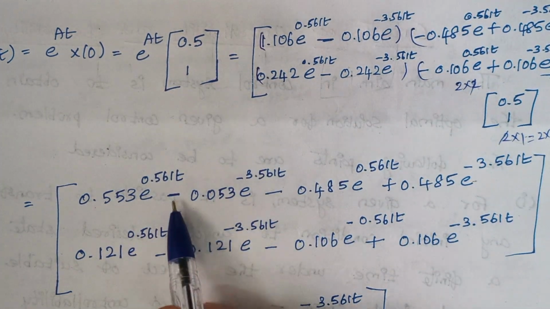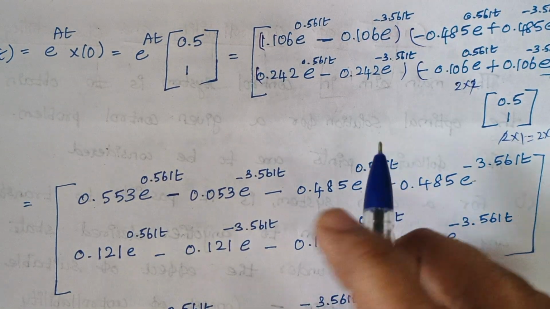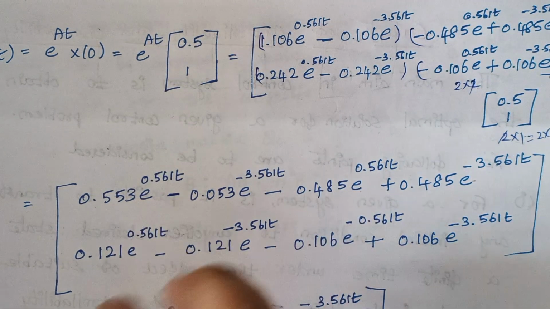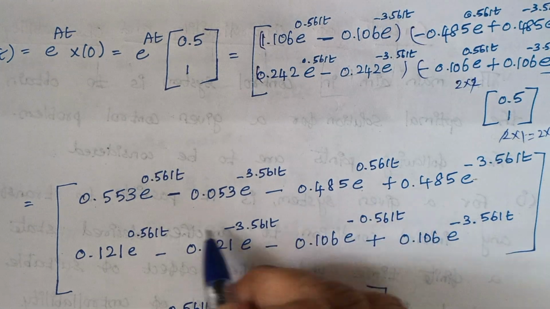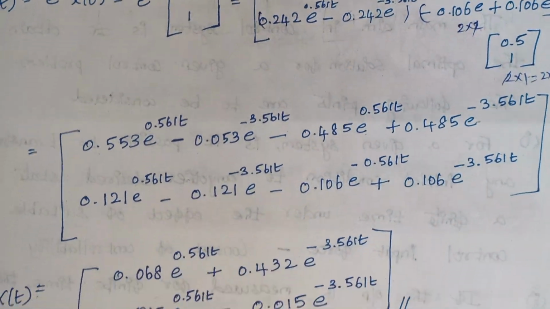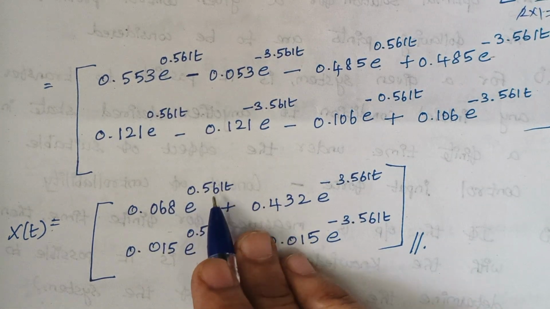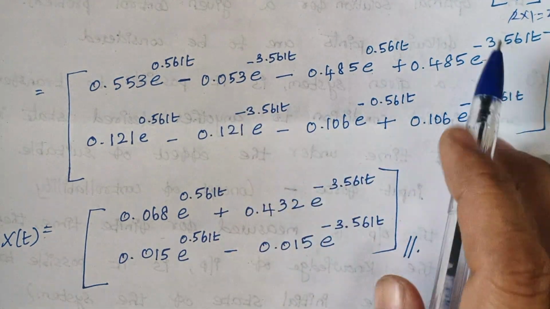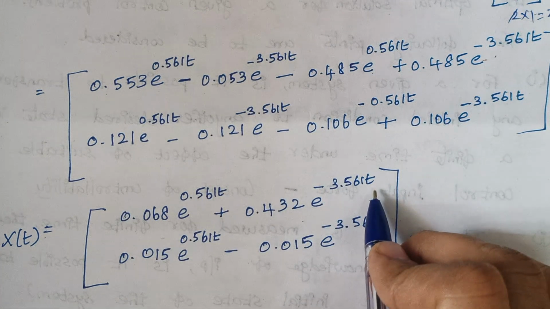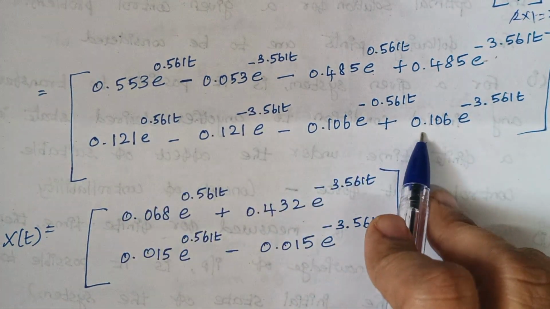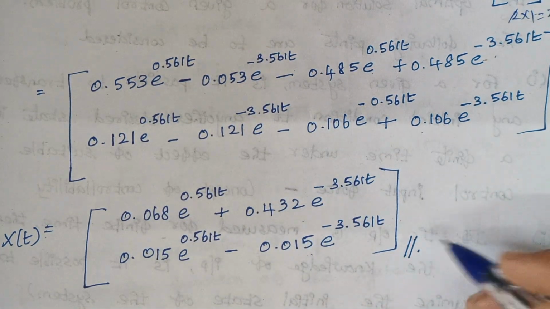So when you simplify, you see here e to the power 0.561t and here also e to the power 0.561t. So when you solve these two terms, here we are having 0.553 and here we are having minus 0.48. So when you solve this, we are ending up with this type of expression, that is 0.068 e to the power 0.561t. And again, when you solve these two terms, our answer is 0.432 e to the power minus 3.561t. And again, when you simplify this expression, we are having an answer like this, right? So this is our final answer.